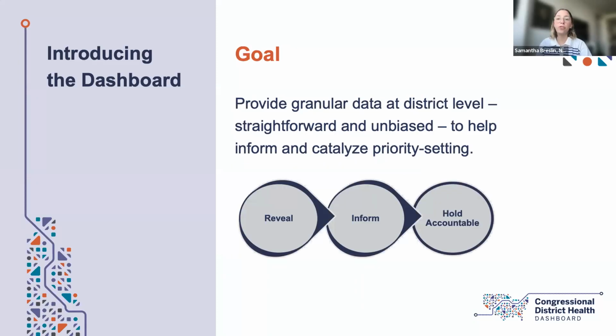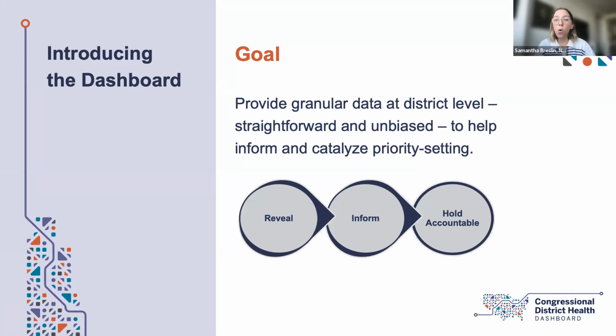And so our goal with the tool is to provide that granular data, and make sure that it's straightforward and unbiased, in order to help our users, regardless of their political affiliation, regardless of where they live, the size of their community, to be able to inform and catalyze priority setting.